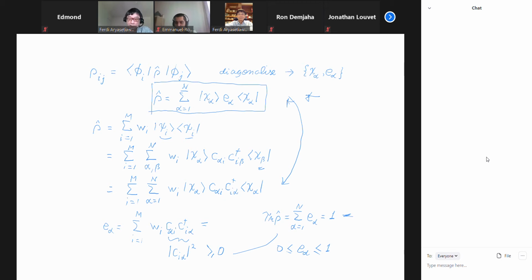So if we look at this expression here, this tells us that the E alpha, the eigenvalues of the density operator, can also be thought of as a fraction of an ensemble in the state chi alpha, because that's how we define the density matrix.